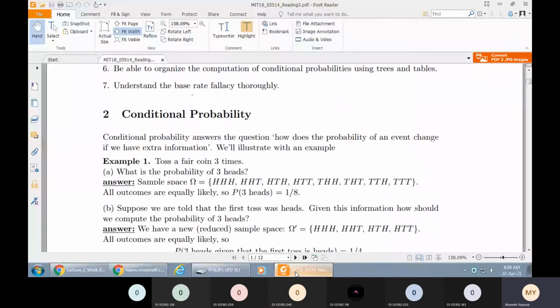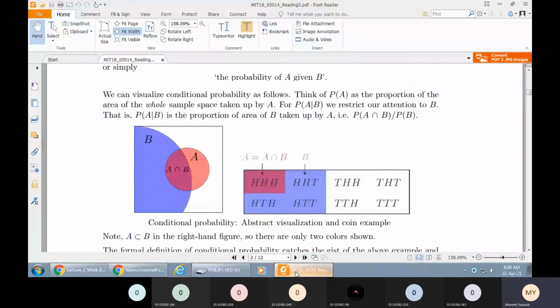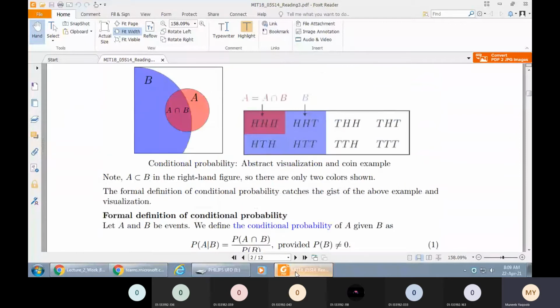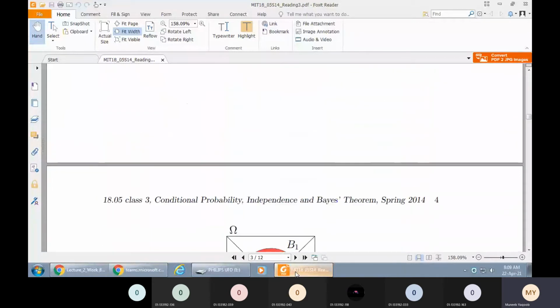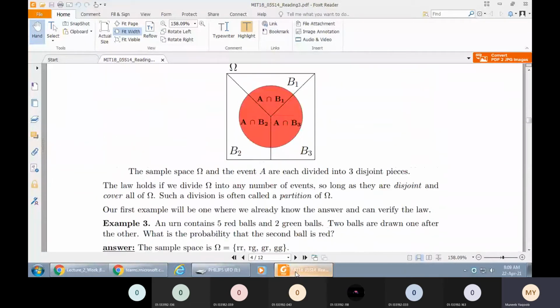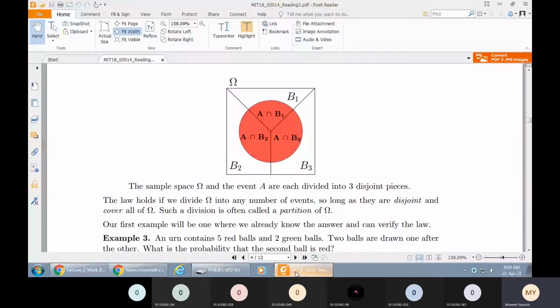In the slides, you can see that, let me just open it quickly. Yeah. So in this slide, you can see that the rectangular or square box is basically representing the sample space, while this red circle represents a particular event A.